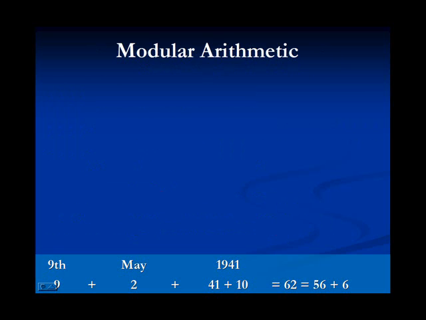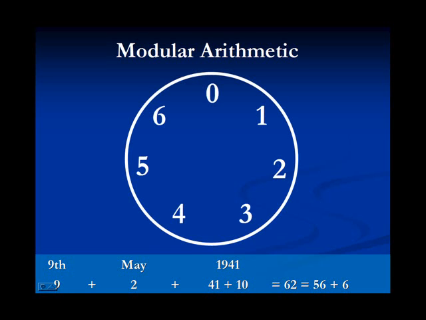This is called modular arithmetic. The idea is this. It works like a clock. Imagine a clock on a wall. Then if you add 12, you're going to get back to where you started. In this case, we're going to have a clock of 7 numbers, like this. And if we add 7, we get back to where we started. So for this reason, modular arithmetic is sometimes called clock arithmetic.